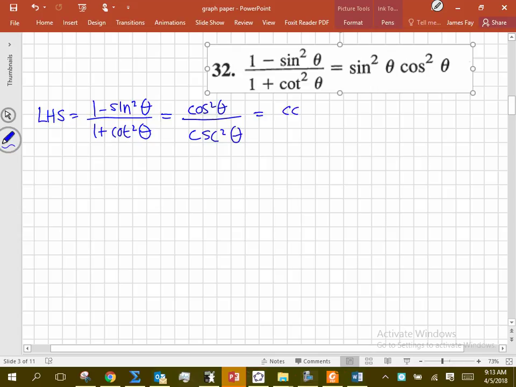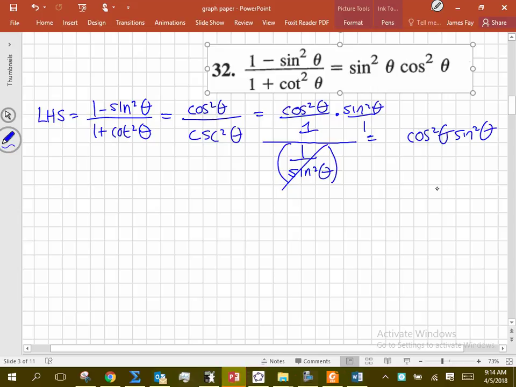Because we know that this can be rewritten as cosine squared over 1, then divided by, what's cosecant? 1 over sine. Okay. And now if I have a fraction divided by a fraction, you're going to take that one there and multiply by its reciprocal, right? Its reciprocal would be sine squared theta over 1. So is that going to give me cosine squared theta, sine squared theta, which is your right-hand side.